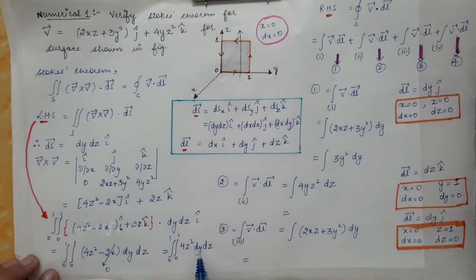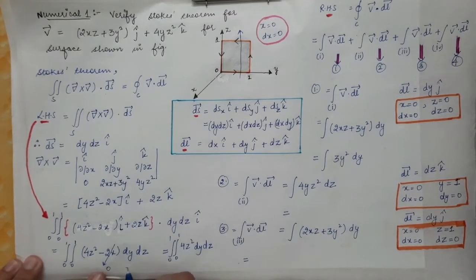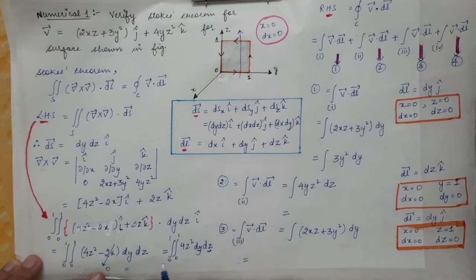Now first of all, we will do the integration with respect to the y variable. For the y variable, 4z square is a constant term, so it will come out of the integral. The variable written inside is the y variable, that is dy, and the variable written outside is the z variable, dz. So the innermost integral is for the variable which is written inside, and the outer integral is for the variable which is written outside. So first of all we are doing the integration with respect to y, and for y, 4z square is constant.